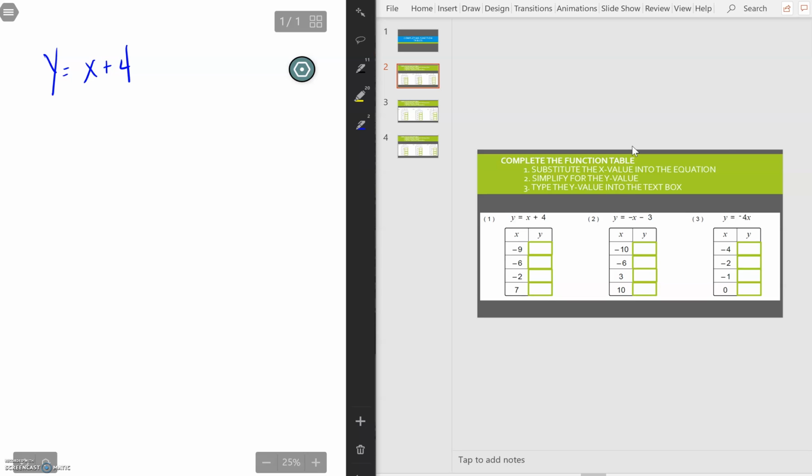Right, so we have the equation y equals x plus 4. And our first x value that we're going to use is -9. Again, I'm not making this up. We're using the numbers that have been given to us. So if x equals -9, what does y equal?